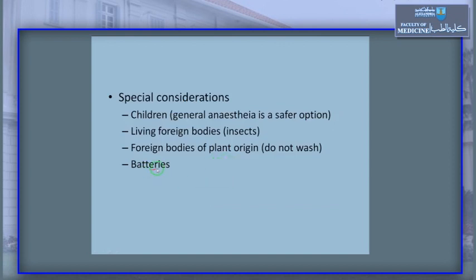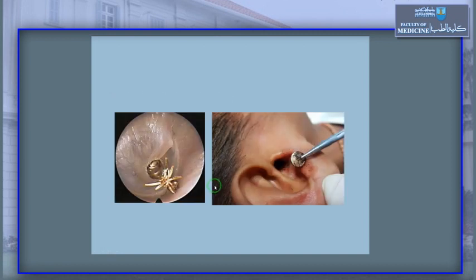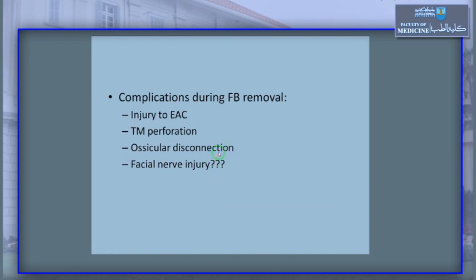Another special consideration is foreign bodies of plant origin, seeds or things like them. You should not do ear wash, because if you do ear wash and the foreign body is not coming out, the water will cause this plant origin foreign body to swell and become more and more impacted and more difficult to extract. So what are the complications that can happen during foreign body removal? First of them is injury to the external auditory canal.